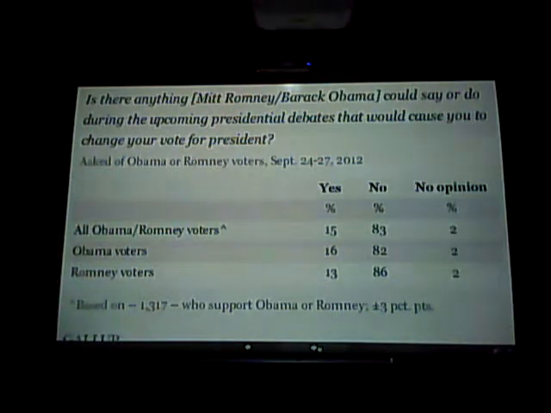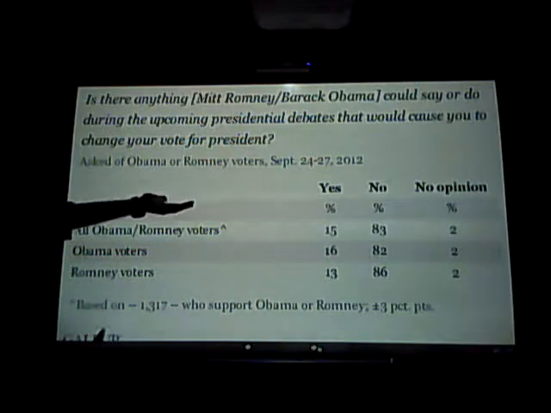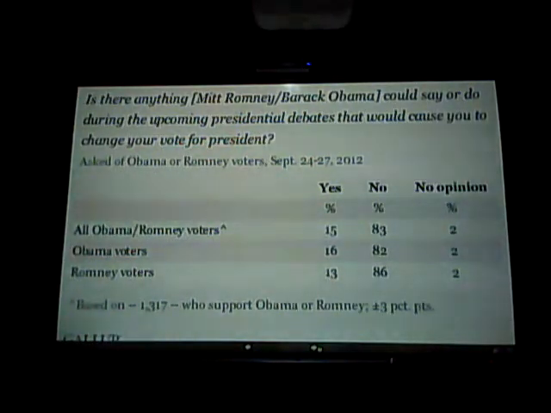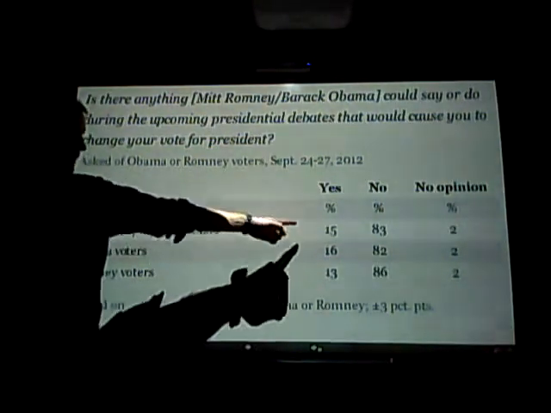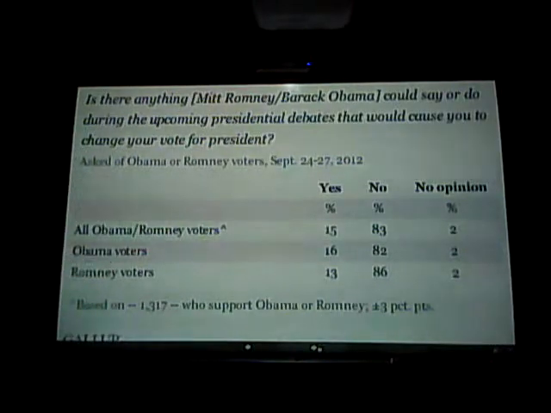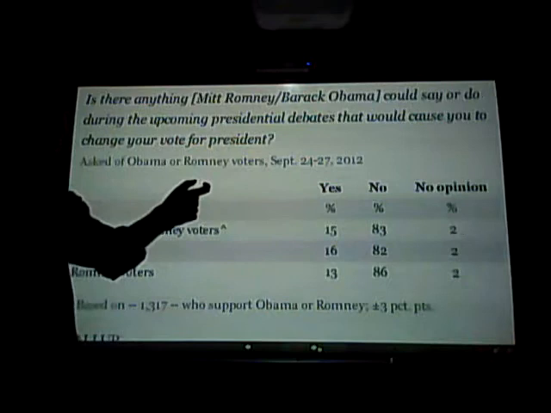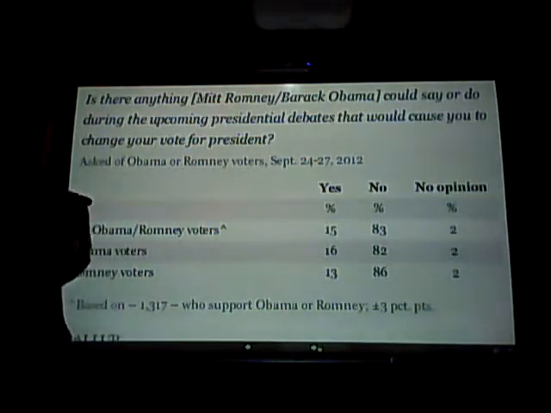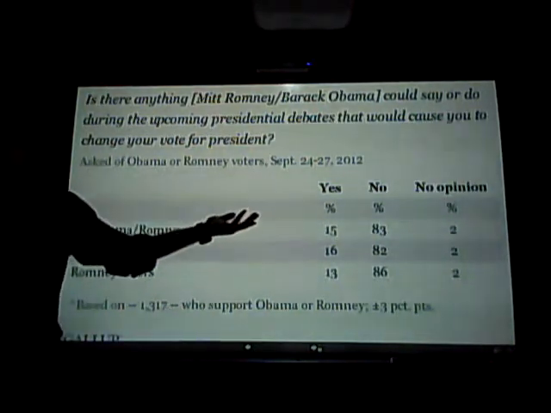It said, okay, if you looked at all of the responses, only 15% of people said, yeah, depending on what's said in the debates, I might change my mind. 83% said, nope, not going to change my mind, no matter what. Okay? And then plus or minus 3%. So it could be as low as 12%, could be as high as 18%. Okay? But something like this, does it tell us exactly 100% accurate? No. It's not 100% accurate, but it does give us some useful information.